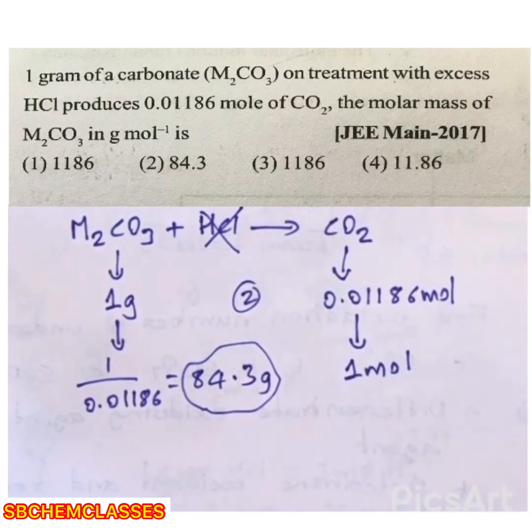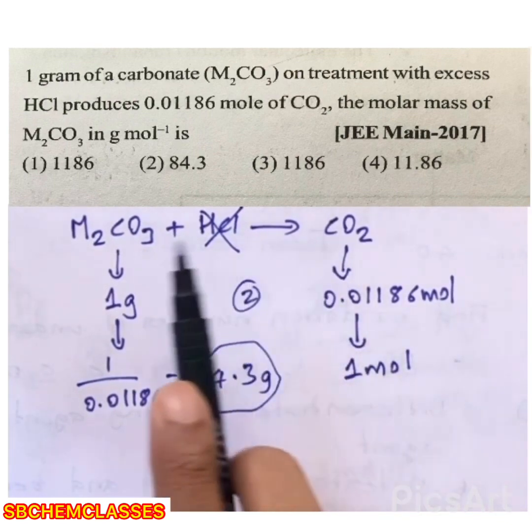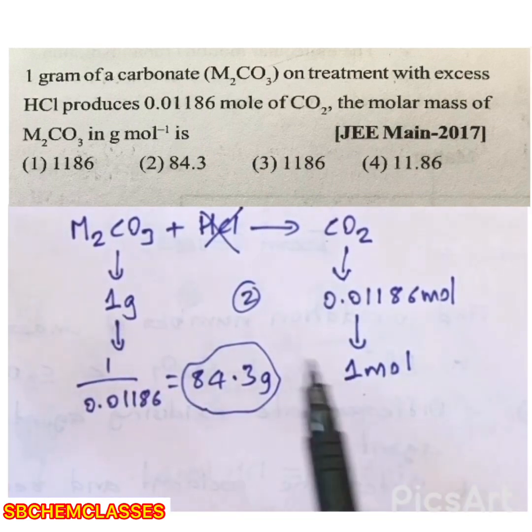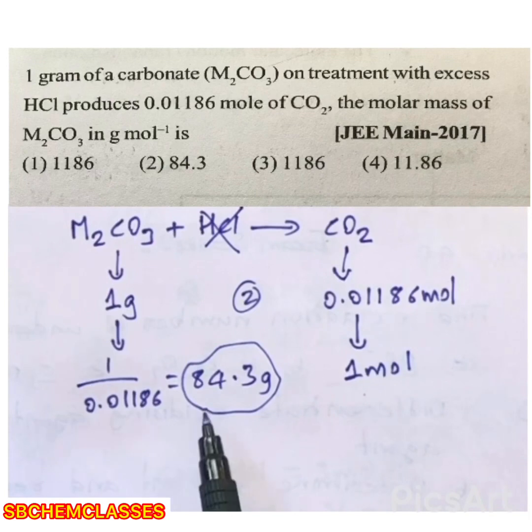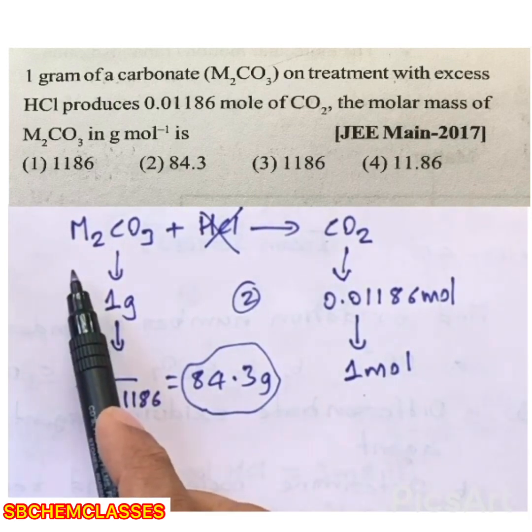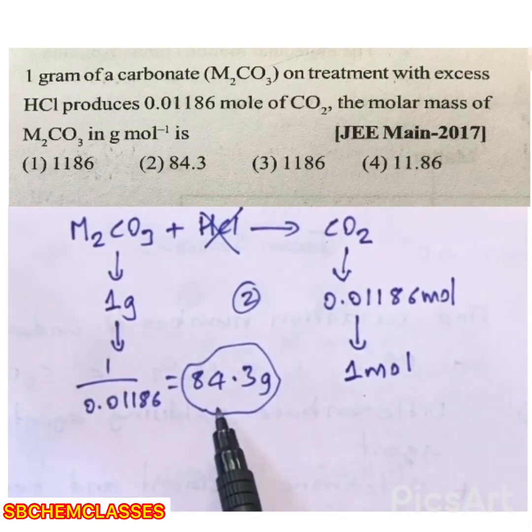So here we use the technique. Stoichiometric coefficient is 1:1. If it is 1 mole, it should be 1 mole. So the mass should be its molar mass. We want to calculate the molar mass of M2CO3, that is 84.3 gram.